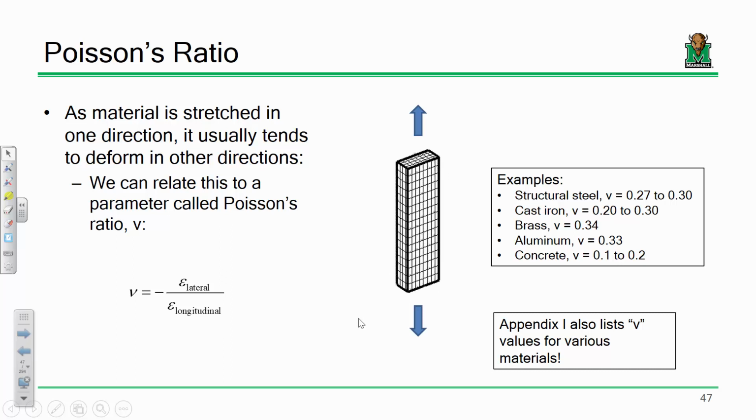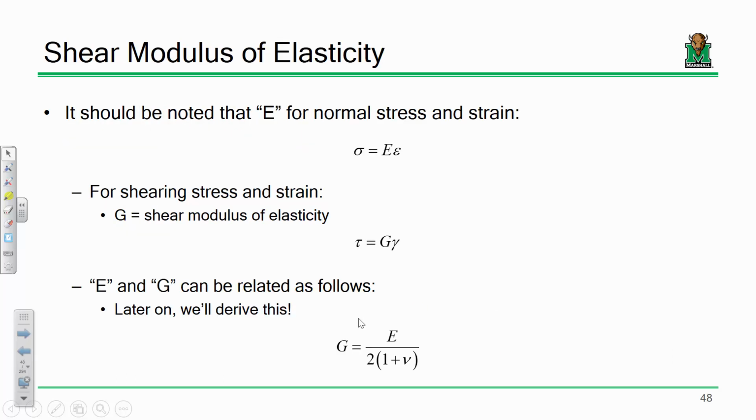Here's some examples for Poisson's ratio. For structural steel, we tend to use a Poisson's ratio of 0.3. Concrete, it's common to use something like 0.2. And there's a couple different values. And Appendix I in the textbook lists a whole bunch of Poisson's ratios for different materials. That's something worth mentioning.